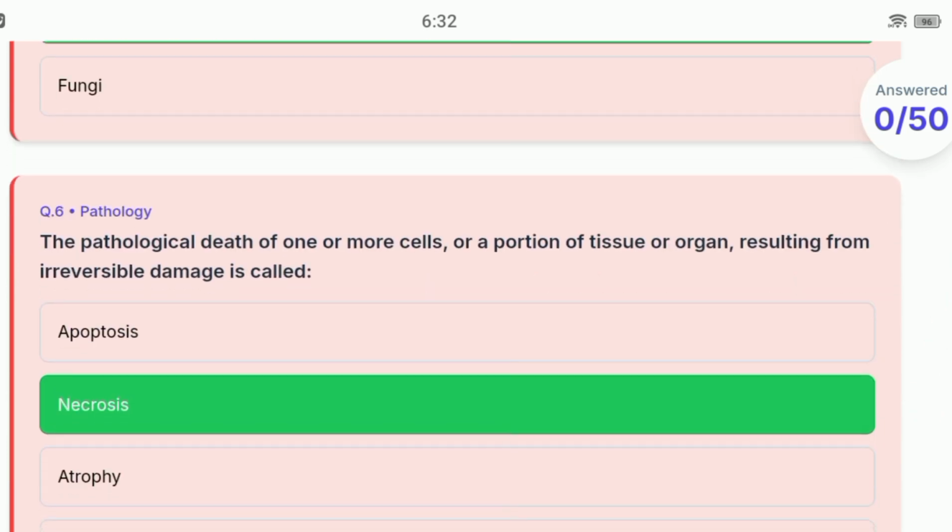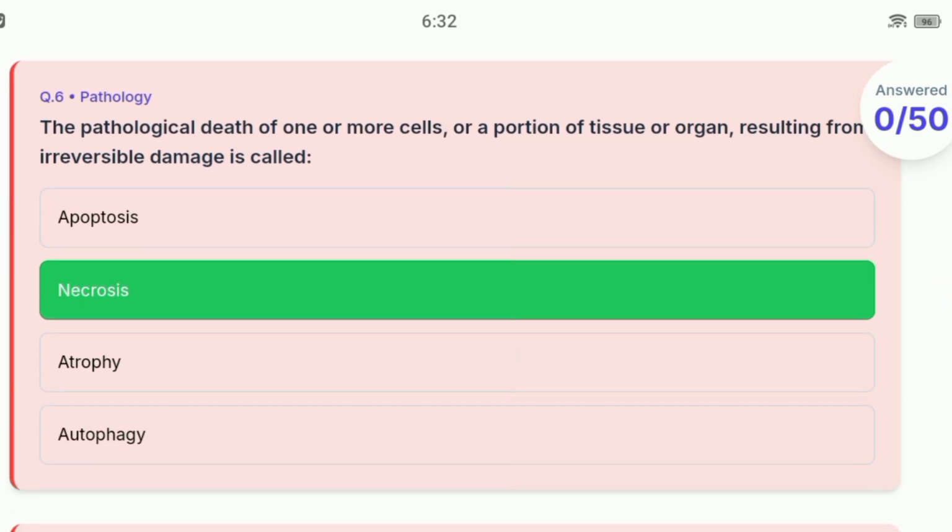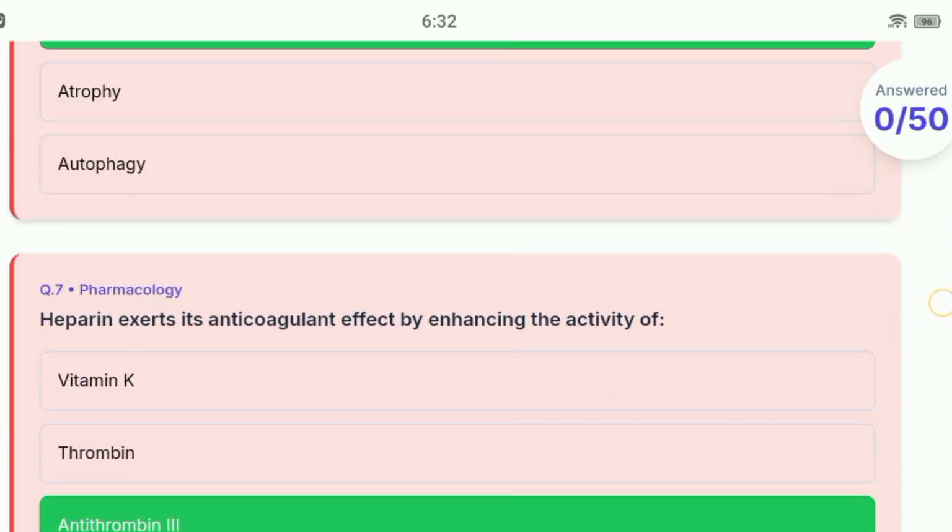Next, number 6, pathology. The pathological death of one or more cells or a portion of tissue or organ resulting from irreversible damage is called: options are A. Apoptosis, B. Necrosis, C. Atrophy, and D. Autophagy. So the correct answer is B. Necrosis.